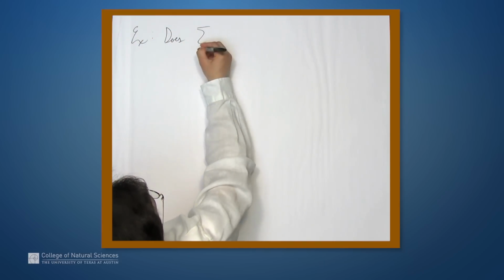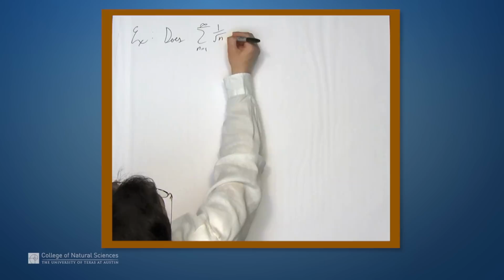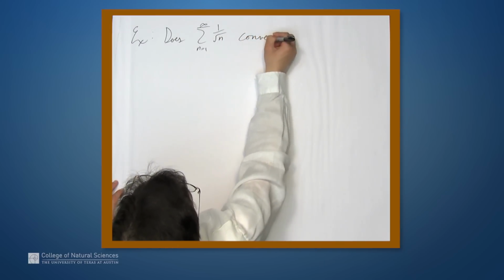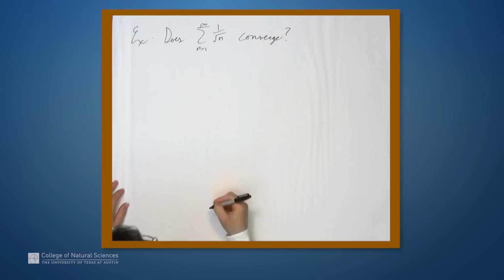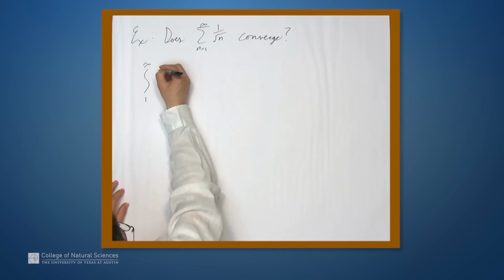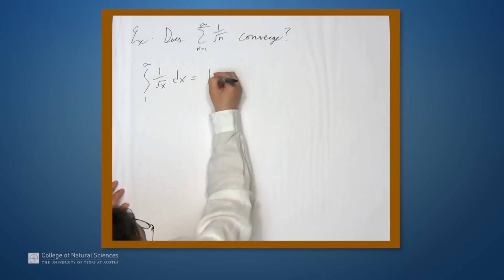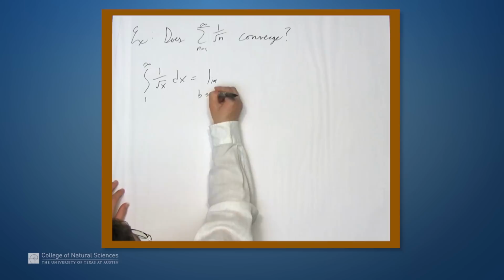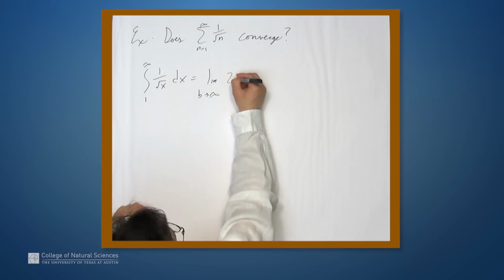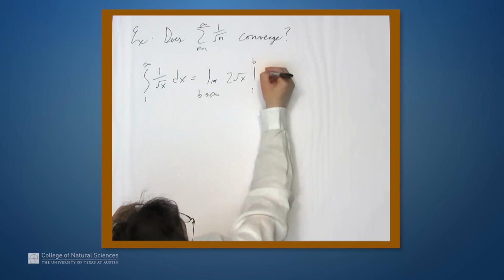Let's examine the series 1 over the square root of n. So does this series converge? Once again, we'll associate it with the integral from 1 to infinity, 1 over square root of x dx. This is the limit as b goes to infinity of an antiderivative of this thing. Let's use 2 root x from 1 to b.